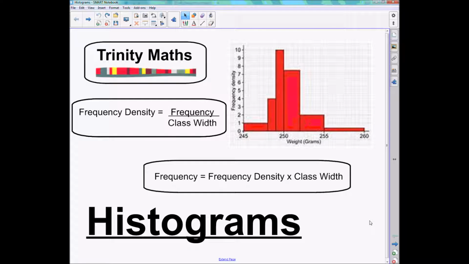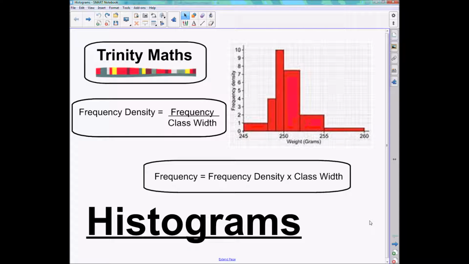This video is going to be on how to draw and analyze histograms. Now, histograms is the highest level topic in the handling data section of maths, and so it appears usually at the last couple of questions of the paper.